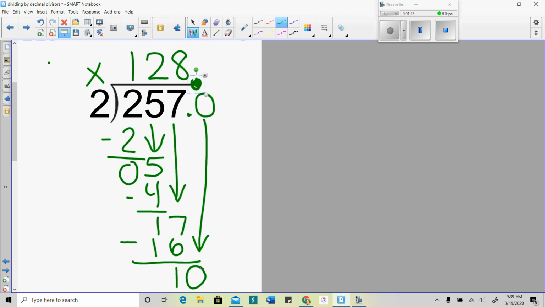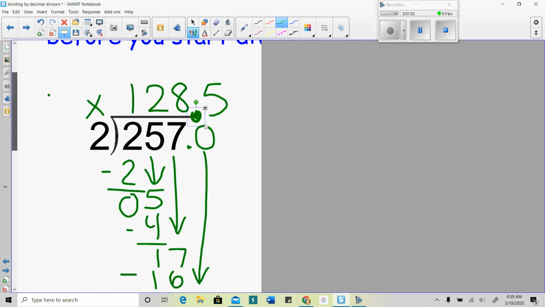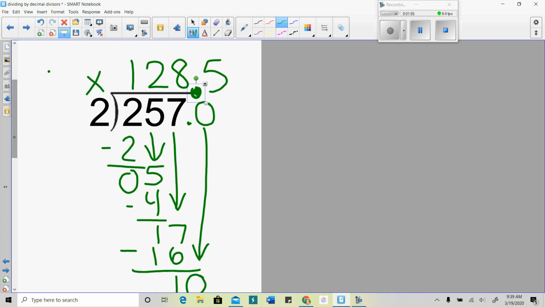So 2 will go into 10 5 times, and 5 times 2 is 10. I'm running into my other problem. I have to space these out a little bit better. And now it went in evenly, so my answer is 128 5/10.